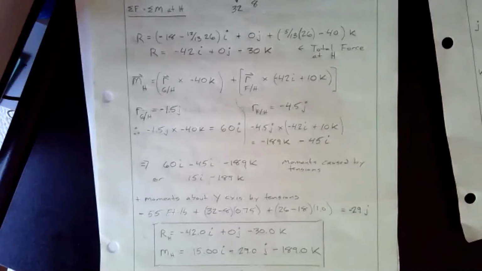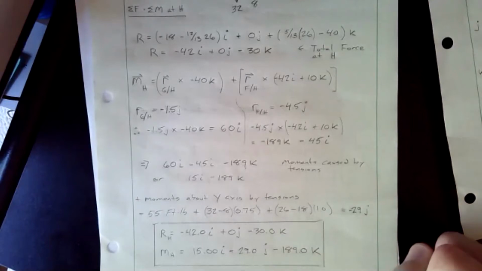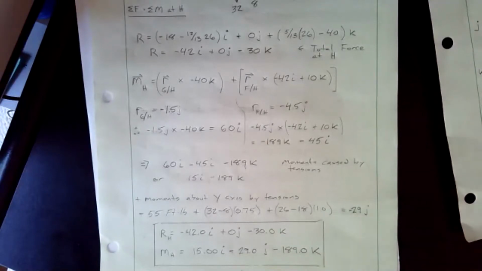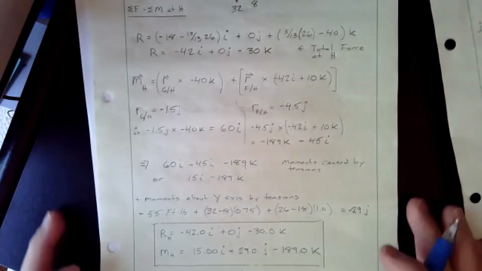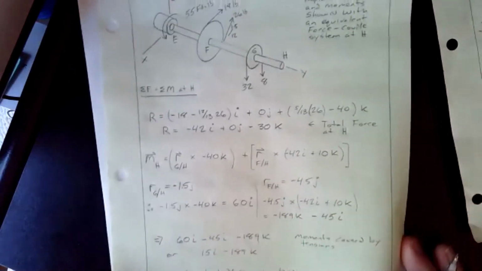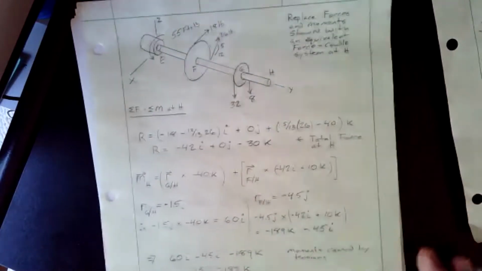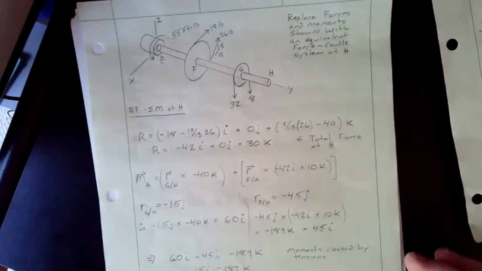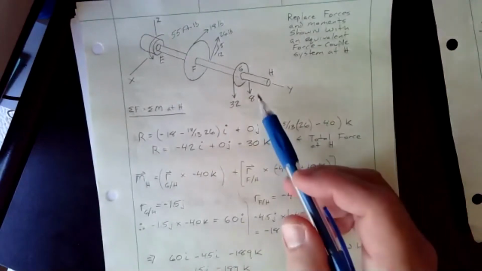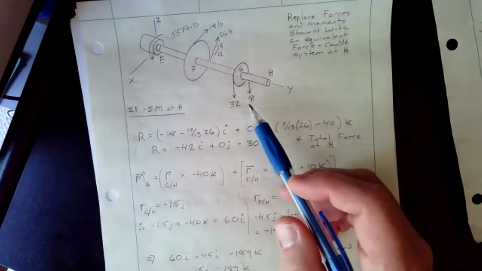I have one question. When you're summing the moments about H, are you looking at H and then deciding if it's counterclockwise or clockwise about H, or are you just deciding that direction about the x-axis?